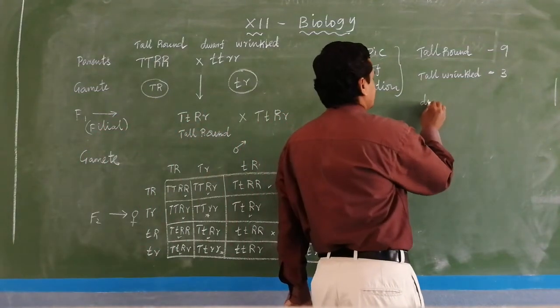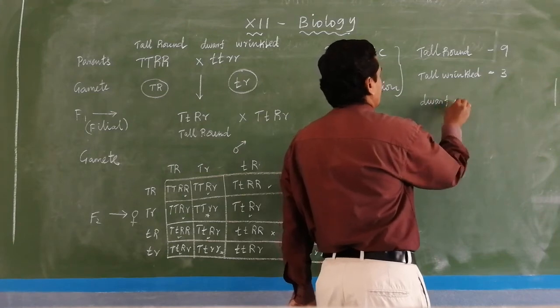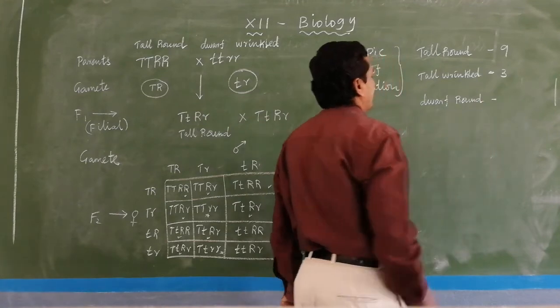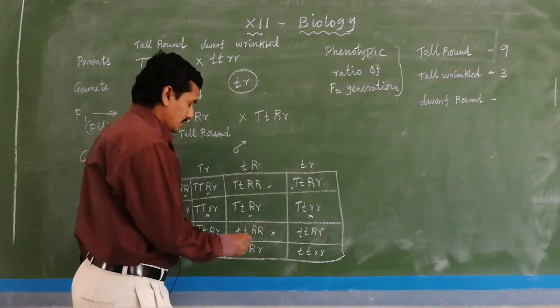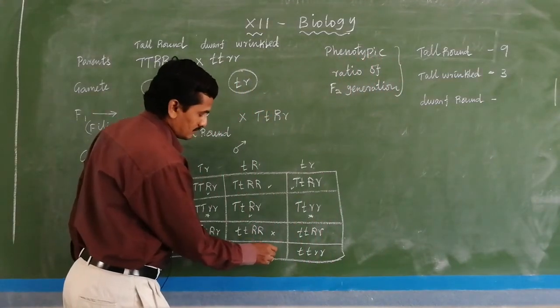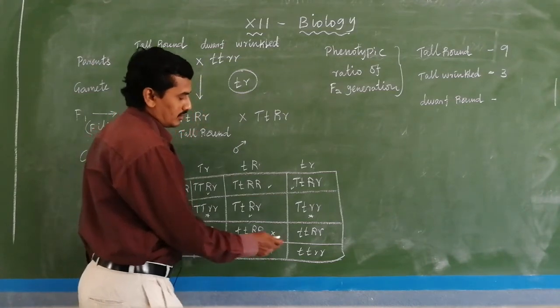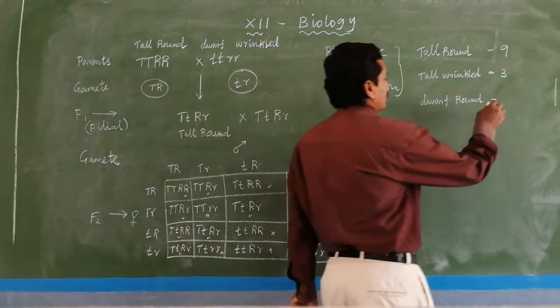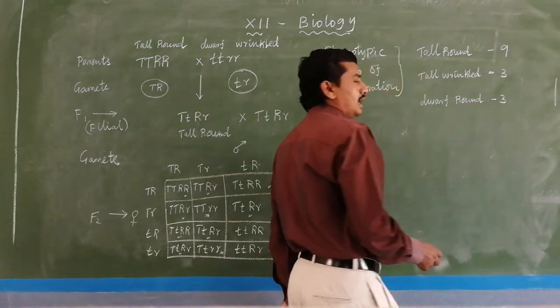Dwarf plant with the round seeds. Dwarf plant with round seeds, how many? One here. Dwarf plant with round seeds, here also dwarf plant with round seeds. So, how many? Here also 3 out of 16.